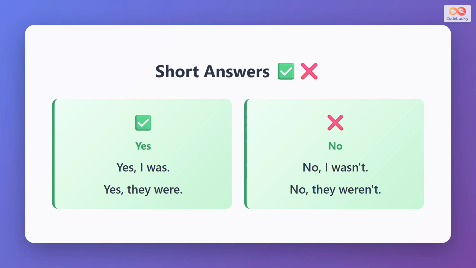When answering past continuous questions, we use short answers. For positive answers, we say yes followed by the subject and the correct form of was or were. For example, yes, I was, or yes, they were. For negative answers, we use no with the subject and the contracted negative form. So we say no, I wasn't, or no, they weren't. These short answers are very common in natural English conversation.